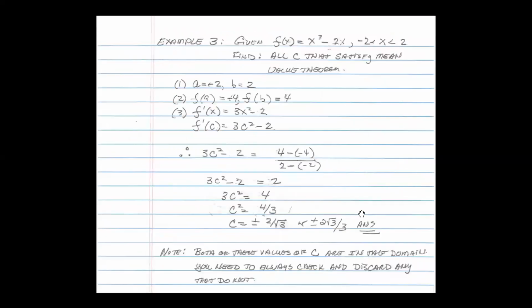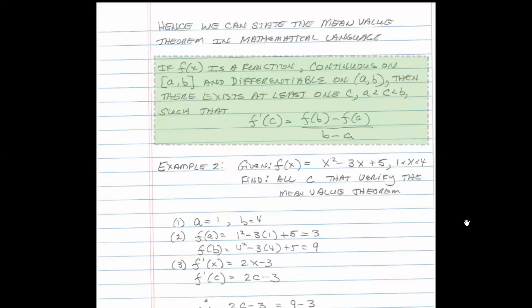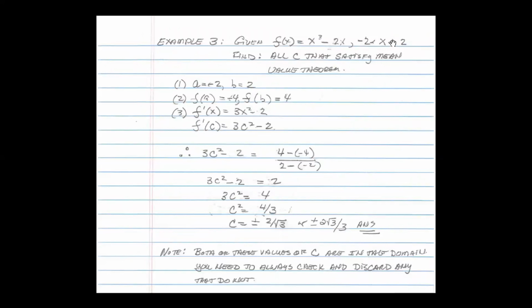And let's go to example 3. f of x is x cubed minus 2x. Okay, and we have x between 2 and -2. Find all the c that satisfy the mean value theorem. By the way, this function is continuous, and when we take the derivative, we see that it is differentiable. So we should find, and all we want are answers that are between -2 and 2. Okay, we will not accept anything that's not between -2 and 2.